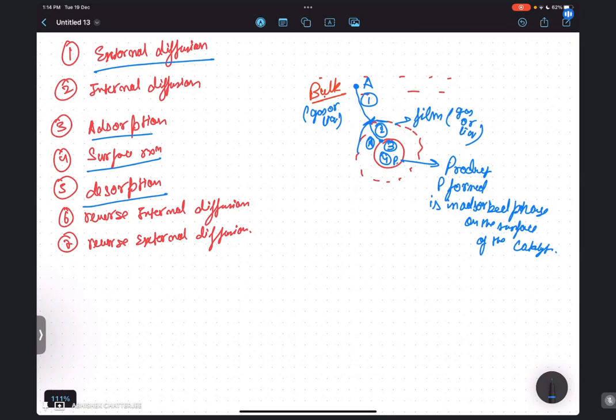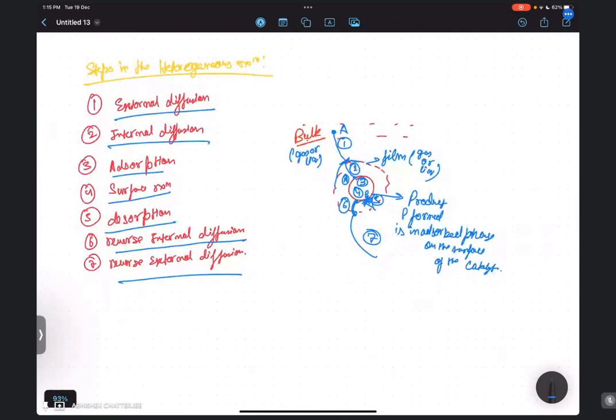Desorb means it has to separate itself out from this catalyst surface. Then it is going to have reverse internal diffusion, that means from this catalyst surface to this liquid film. Then it will be reverse external diffusion from this liquid film again to the bulk. This is step number 7, step number 6, and somewhere here will be step number 5. Clear? So these are the 7 steps that actually happen in a heterogeneous reaction.